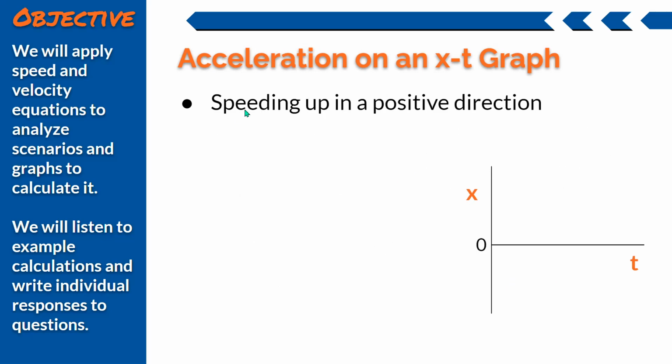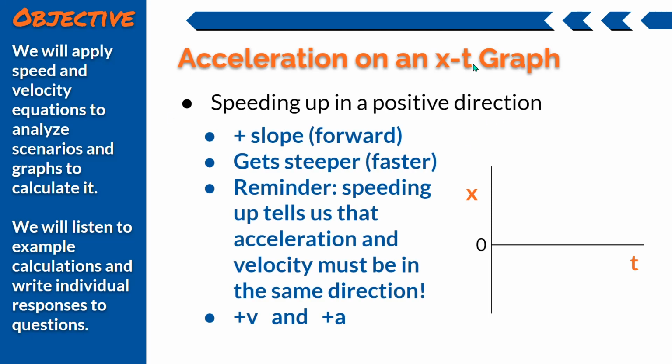All right, so we're going to go over different possible scenarios. You can have an object that is speeding up while moving in a positive direction. And if you have that, obviously you have to have a positive slope on your XT graph. That's how you know you're moving in a positive direction, is that your slope is positive. But that slope has to change because now we're speeding up. So you don't have a constant slope, you have a curve. And if it's speeding up, it needs to get steeper. It's going to look like the graph we just looked at.